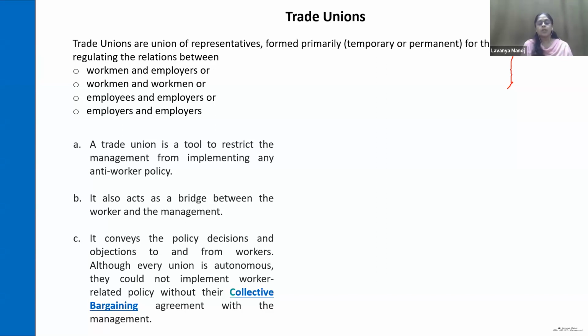So it conveys the policy decisions, objections and pros, to and from workers. So to the workers and from the workers. Even though trade unions are autonomous, they can decide on their own. They don't have to get any approval from any outside agency, but they couldn't implement the worker related policy in any organization. There the management's approval is needed. So that's called collective bargaining. We will see what collective bargaining is.